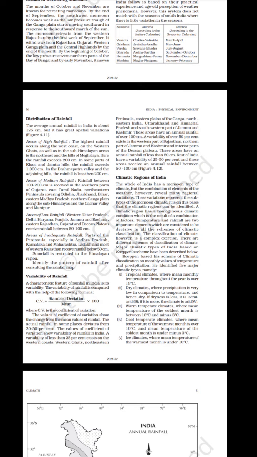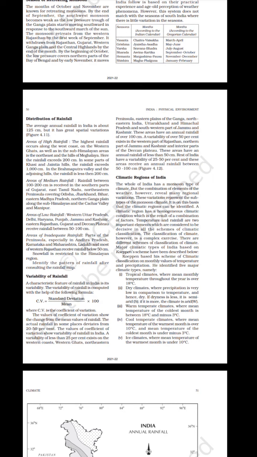Köppen based his scheme of climatic classification on monthly values of temperature and precipitation. He identified five major climatic types, namely tropical climates, where mean monthly temperature throughout the year is over 18 degrees Celsius. Dry climates, where precipitation is very low in comparison to temperature and hence dry. If dryness is less, it is semi-arid, S. If it is more, the climate is arid, W.